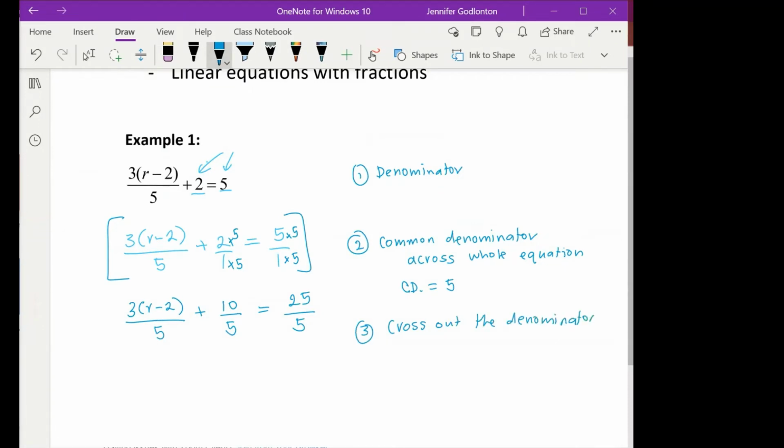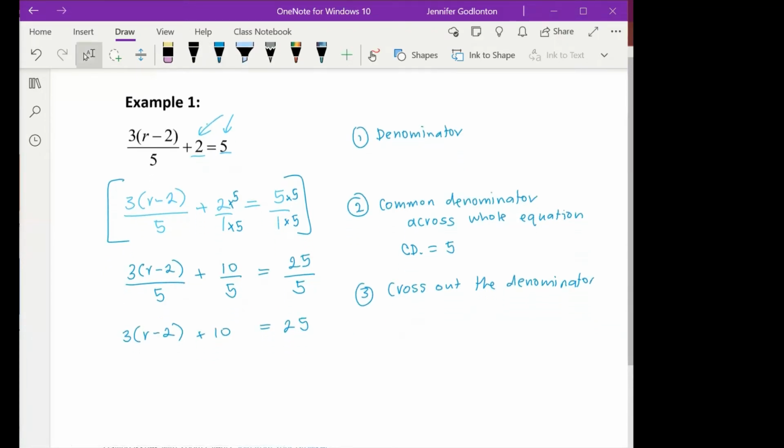Okay, so I'm going to have 3r minus 2 plus 10 is equal to 25. Now I just have a normal equation like we've been doing all this time. So I'm going to multiply that 3 into both. So I'm going to get 3r minus 6 plus 10 is equal to 25.